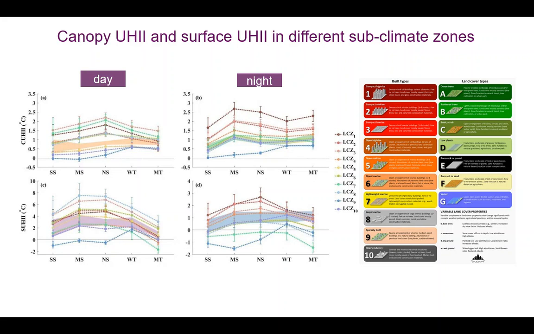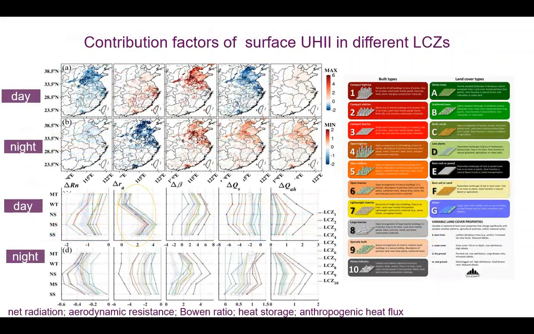And also the urban heat island over different local climate zones varies in different subclimate zones. Also, based on Dan and Lee's work, we can calculate the contribution factors of the surface urban heat island, and we can see the spatial variation over our simulation domain. We can also see that in different local climate zones and in different suburban background climates, the contributing factors behave differently.